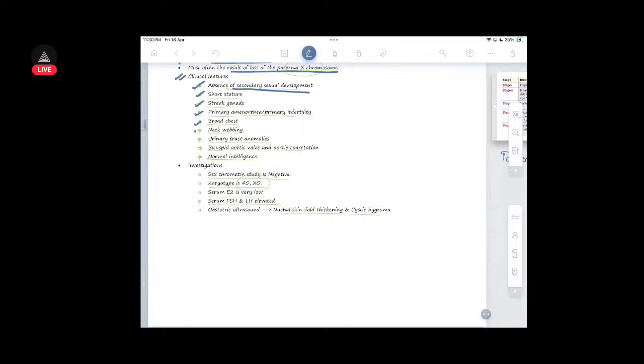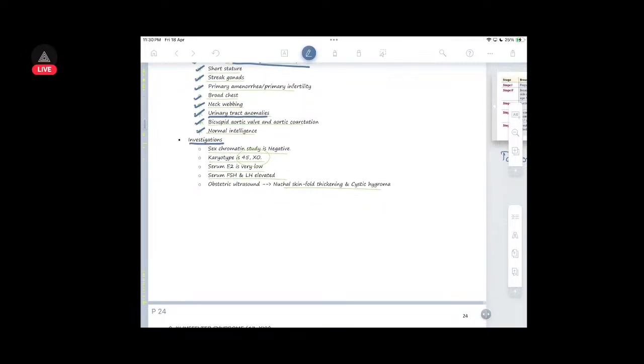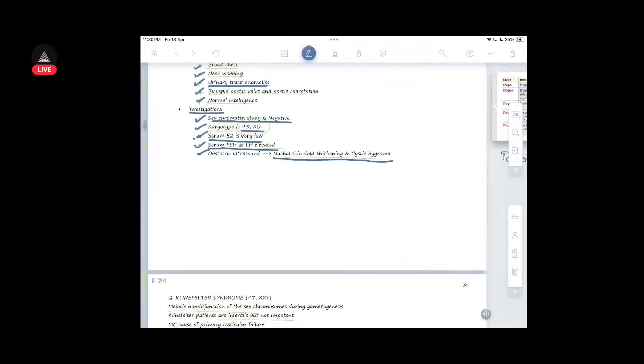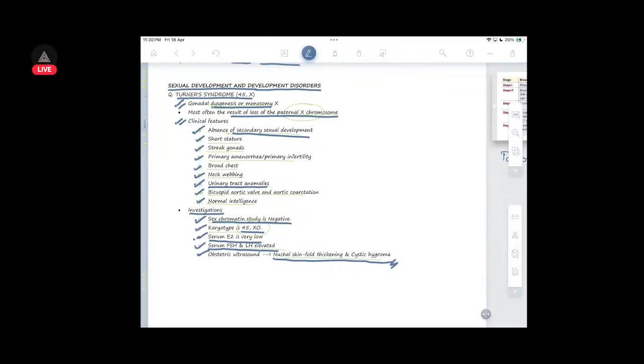They'll have a broad chest, neck webbing, urinary tract anomalies, bicuspid aortic valve, and normal intelligence. Investigations: sex chromatin study will be negative. Karyotype is 45XO, serum E2 is very low, serum FSH and LH will be elevated, and obstetric ultrasound will show nuchal skin fold thickening and cystic hygroma. This is Turner syndrome.